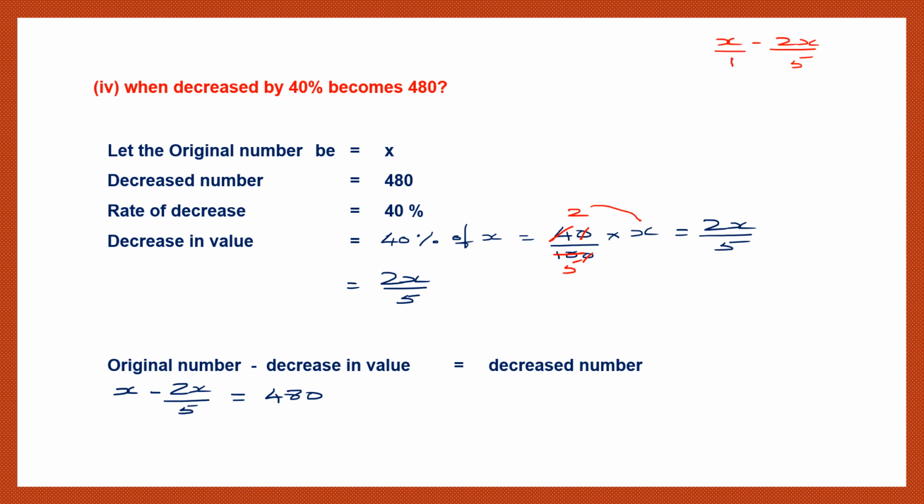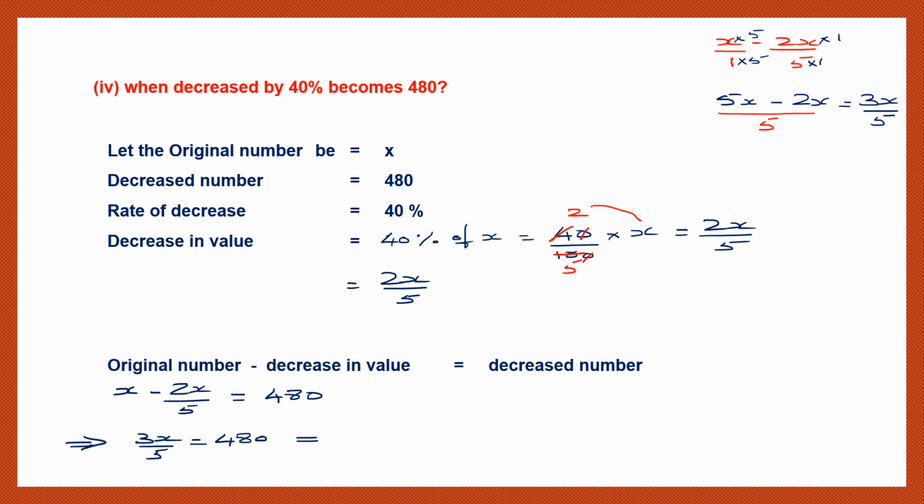Let's do it. x minus 2x by 5. Let's give this the denominator 1. The LCM is 5. Now 1 into 5 is 5. So x into 5 is 5x, minus 5 into 1 is 5, so 2x into 1 is 2x. 5x minus 2x is 3x by 5. So here what have we got? We have got 3x by 5 and this is equal to 480.